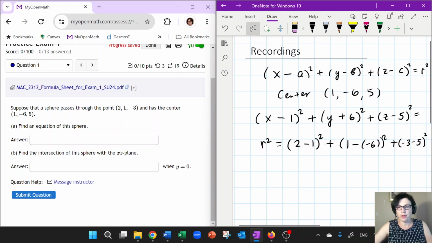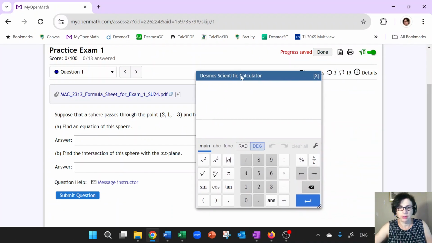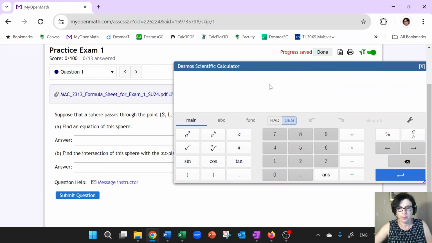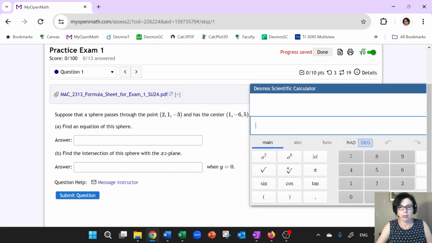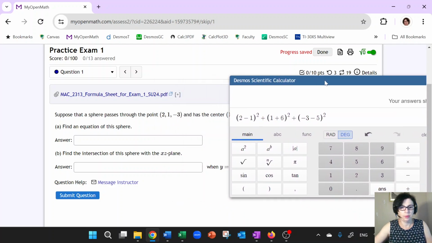Okay, so if I want to compute something like this, let's bring up the scientific calculator in a sidebar here. Just make it a little bit larger. So this will become (2 - 1)² + (1 + 6)² + (-3 - 5)². All right, so the answer is 114.